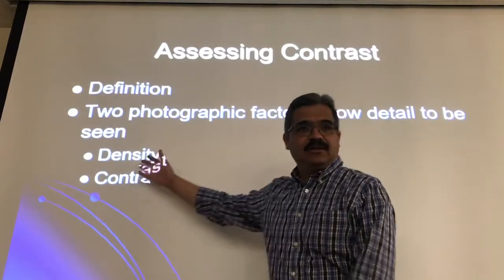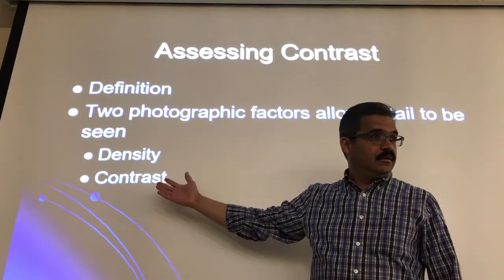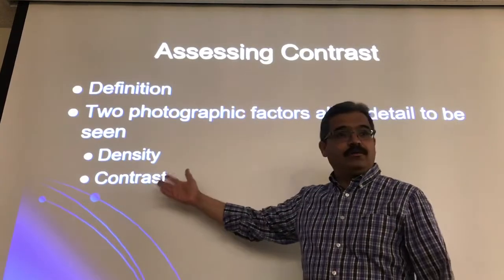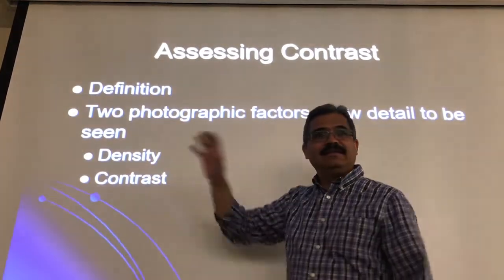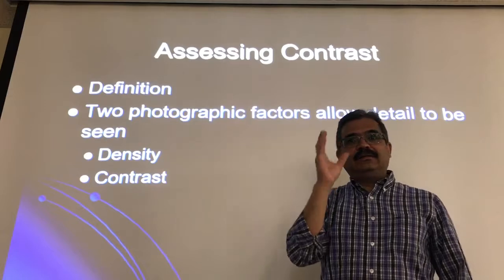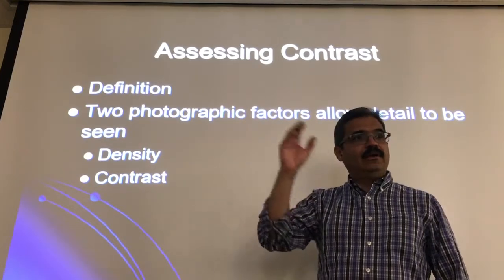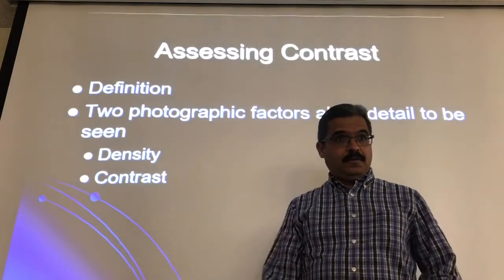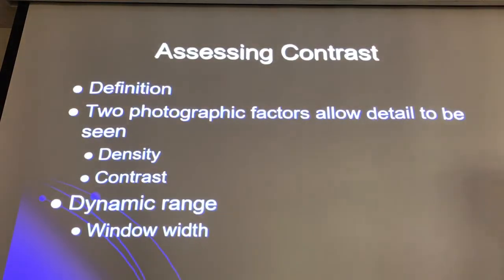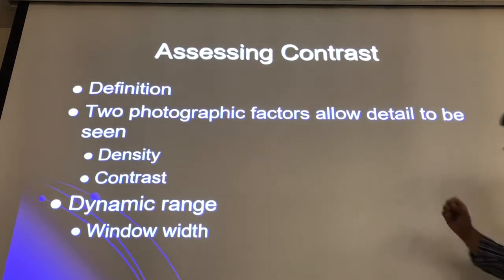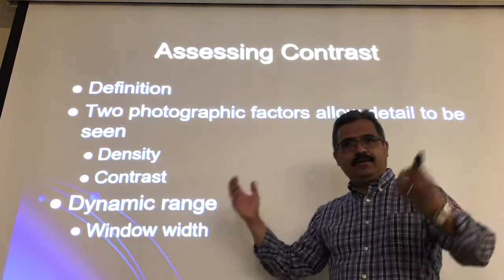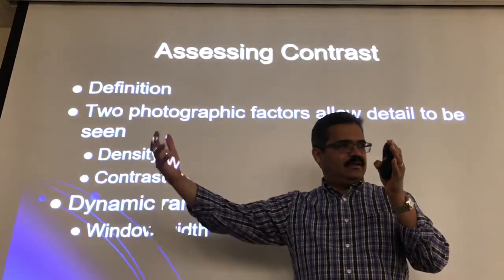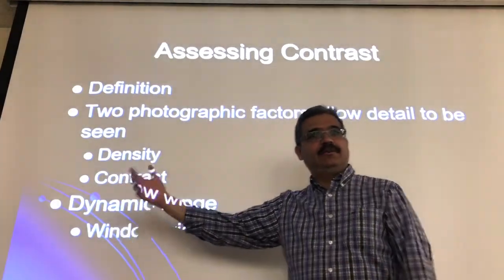So without density, we don't have contrast, period. You can have density and not have contrast, but density is the key there. You need to have density to be able to then have contrast, okay? All right, so dynamic range. When we think of contrast, we think of a dynamic range. Dynamic range means that it is actively changing. It could possibly actively change.